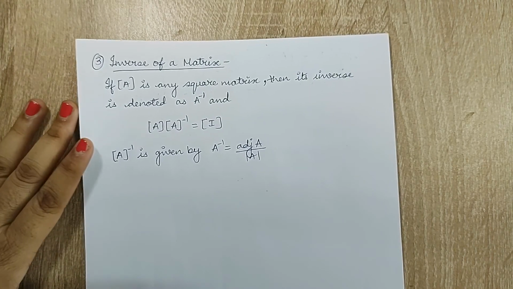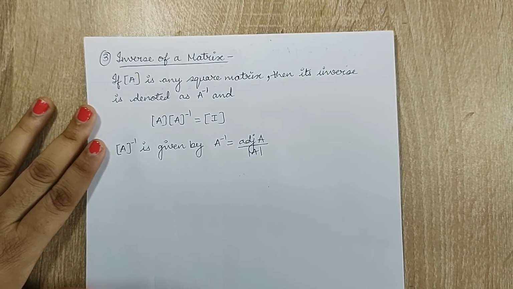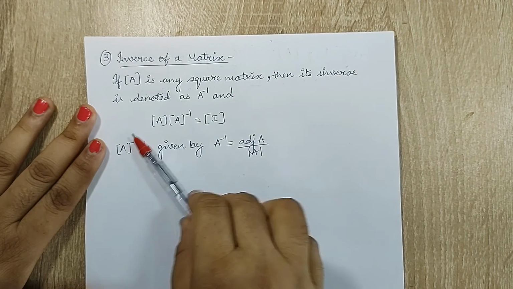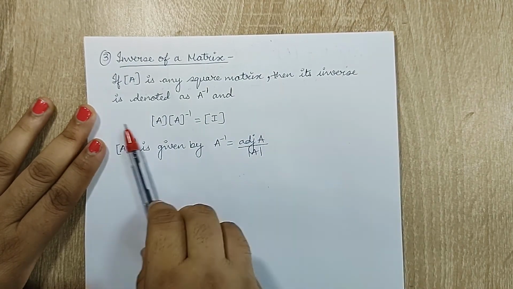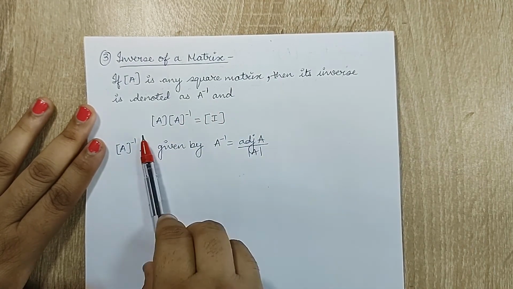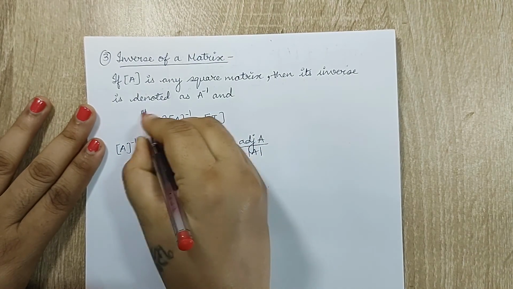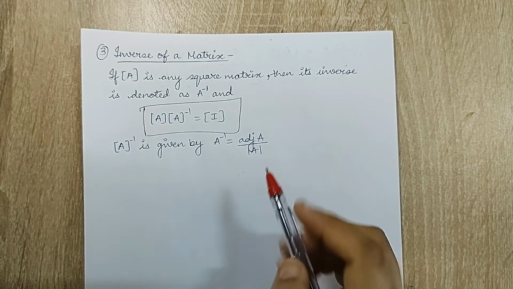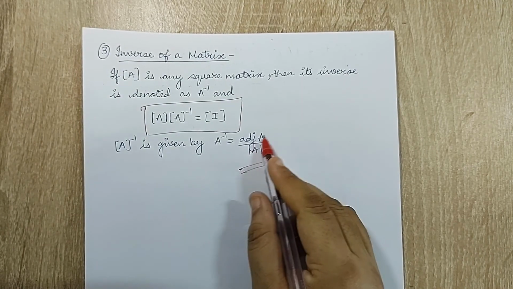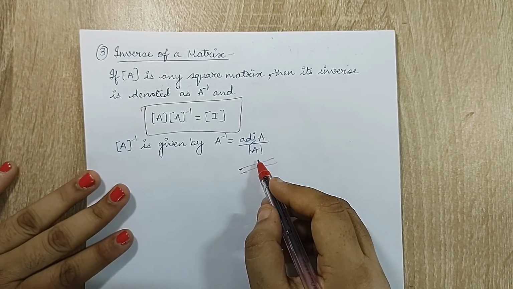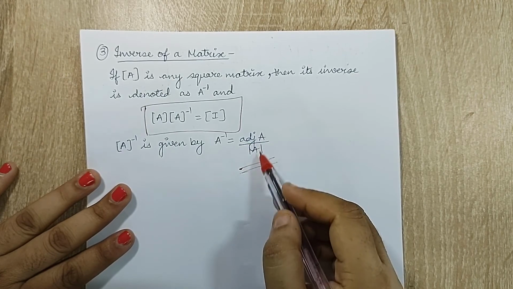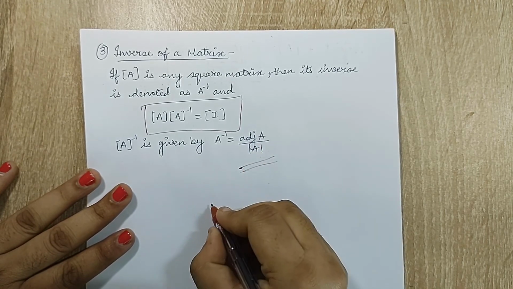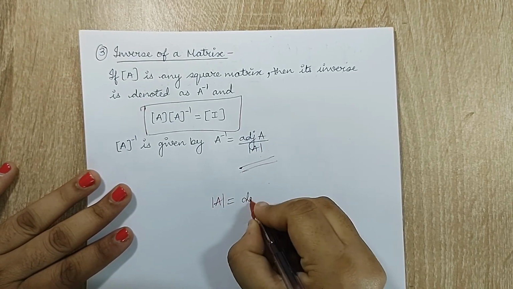Last I want to talk about an operation which is called the inverse of a matrix. If A is any square matrix, then its inverse is denoted by A inverse, and A into A inverse is equal to I. So this is one formula which you need to remember. This A inverse can also be given by another formula, that is adjoint of A upon mod of A. You just saw I calculated adjoint of A. You know how to calculate mod of A. Mod of A is nothing but the determinant value.